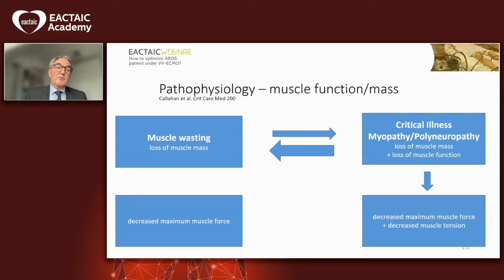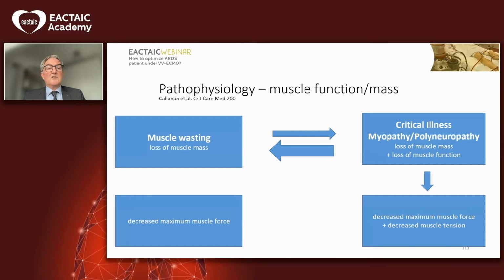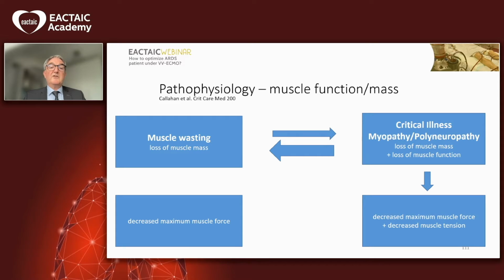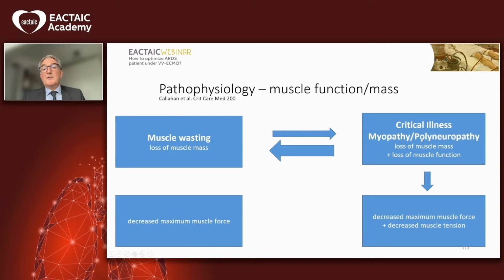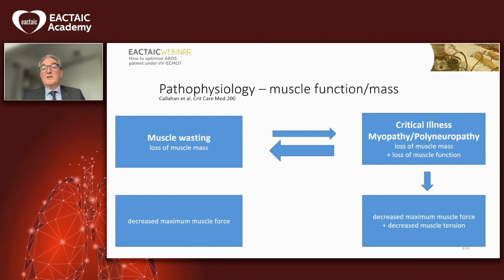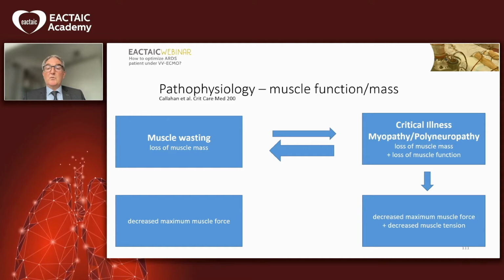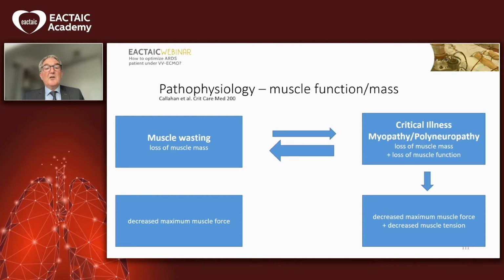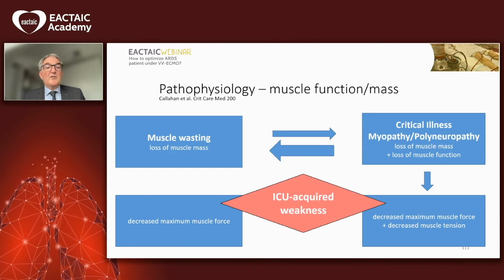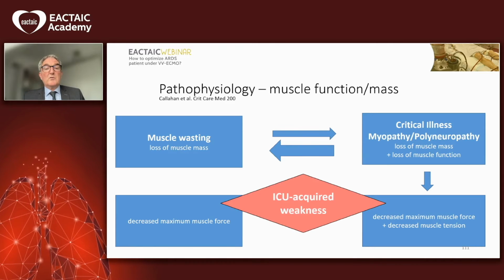And again, if you look into the pathophysiology, what is happening to the muscle of the patient? As you can see here on the left side, we have extensive muscle wasting, loss of muscle mass, and I will show you that this starts very early during critical illness. And then we have clinical entities like critical illness myopathy and polyneuropathy, which are also linked to a decreased maximum muscle force and decreased muscle tension. Both entities lead to the clinical picture of ICU-acquired weakness.